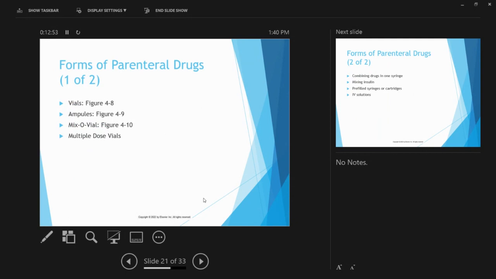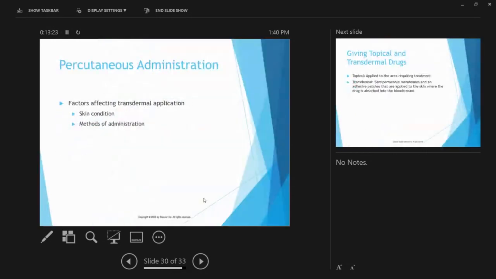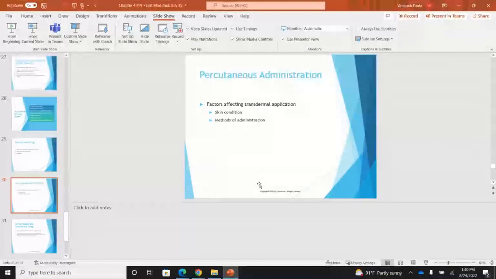And you can see these figures in your book on page 51 and 52 for how you would withdraw medications from a mix-a-vial, from a vial, from an ampule. And we're going to go over these more in depth as well when we practice these skills in the skills lab later on, and then of course in clinical. And so the rest of this PowerPoint, we're going to be studying when we do these skills and throughout clinical.